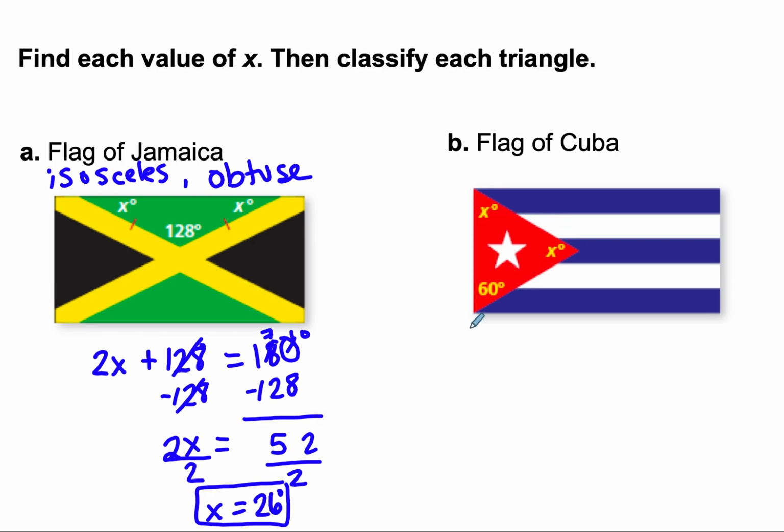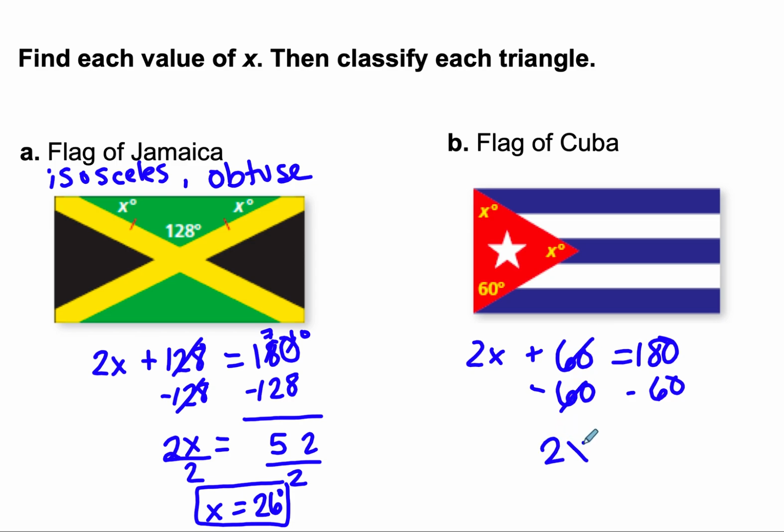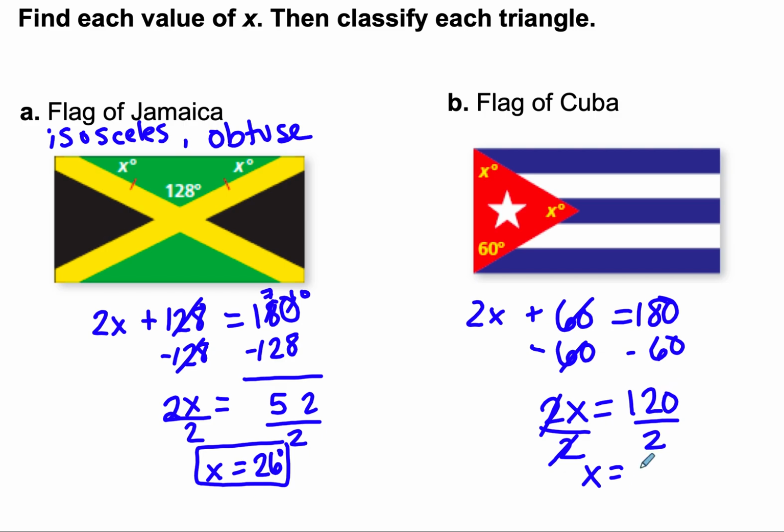So we have 2 x's, and then we have this 60. And then together they're going to equal 180 degrees. So we're going to subtract 60 from both sides. We're going to get 2x equals 120. And then we're going to divide both sides by 2. 2 divided by 2 equals 1x, and then 120 divided by 2 equals 60. So x equals 60 degrees.